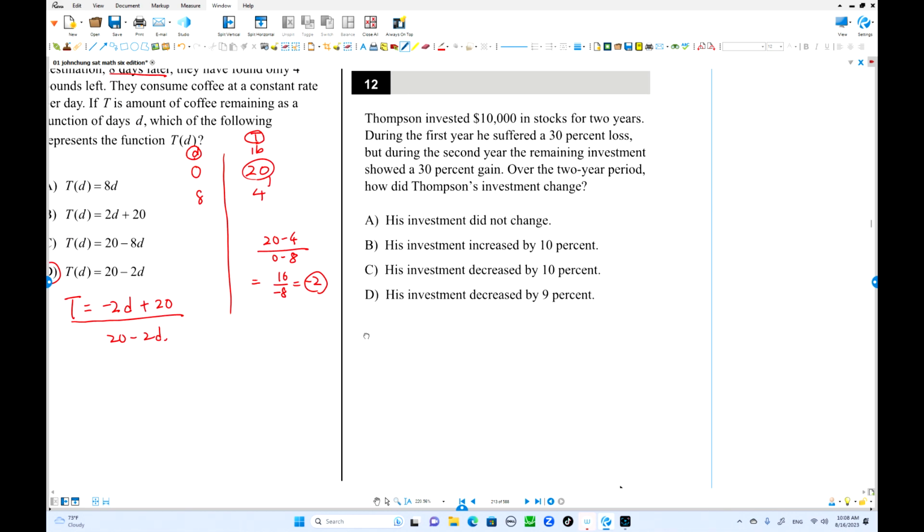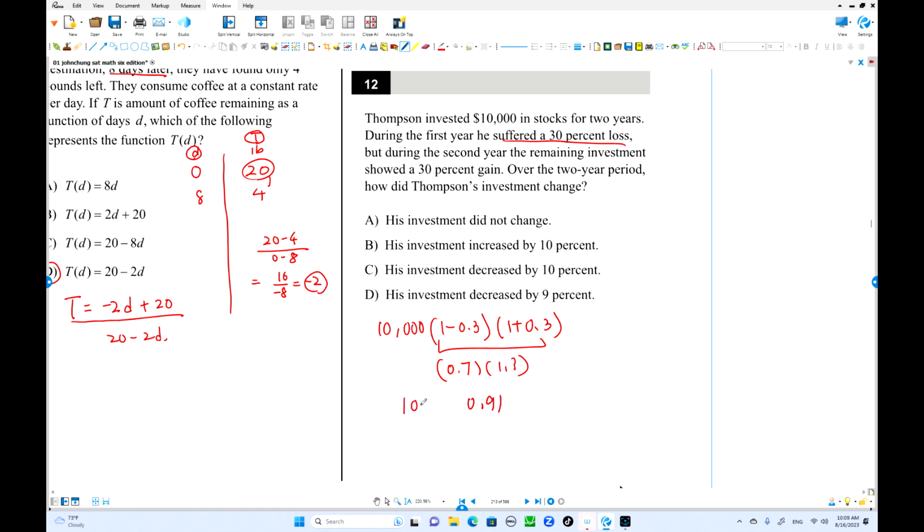Number 12. Thompson invests 10,000, right? For 2 years. During the first year, he suffered a 30% loss. Second year, a 30% gain. Over the entire 2-year period, what happened? This is 10,000. A 30% loss means he takes away 0.3, that is 30% decreased. Second year, 30% increased. How much is this one? This is 0.7 times 1.3, actually, right?